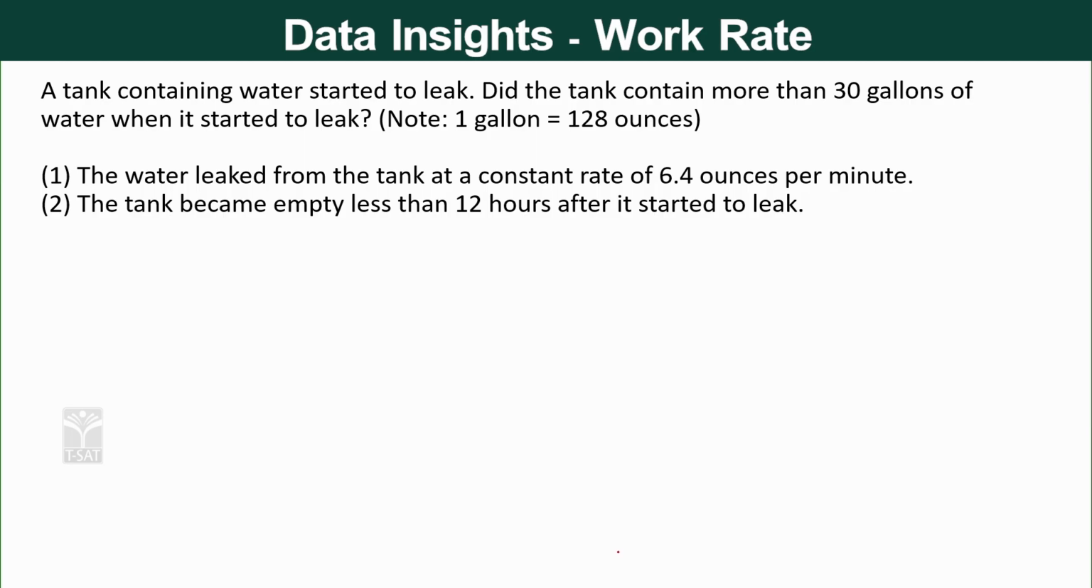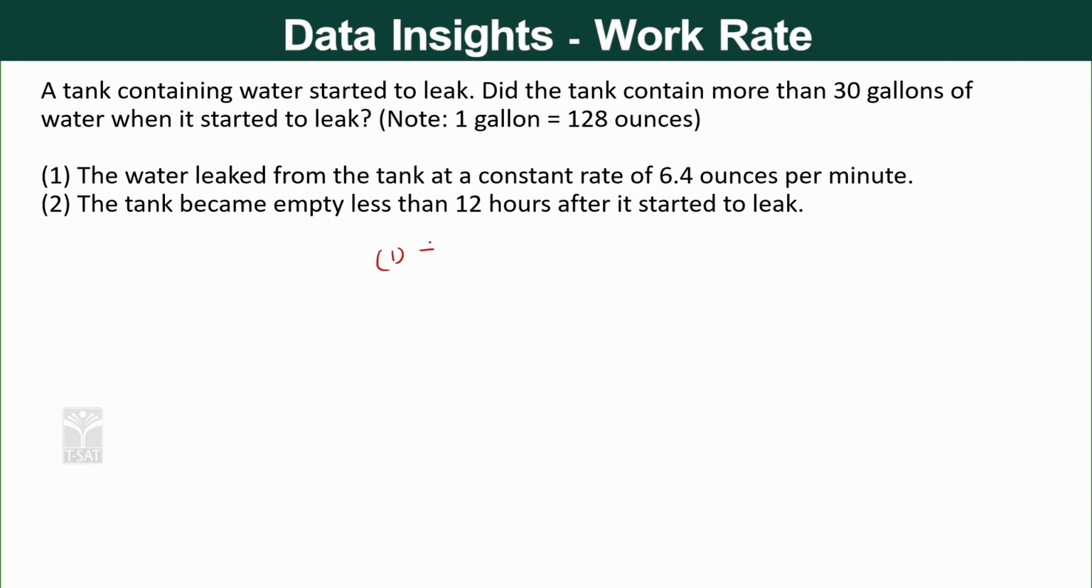A tank containing water started to leak. Did the tank contain more than 30 gallons of water when it started to leak? It is given that 1 gallon equals 128 ounces. Okay. Statement 1, what is statement 1 telling us? The water leaked from the tank at a constant rate of 6.4 ounces per minute.